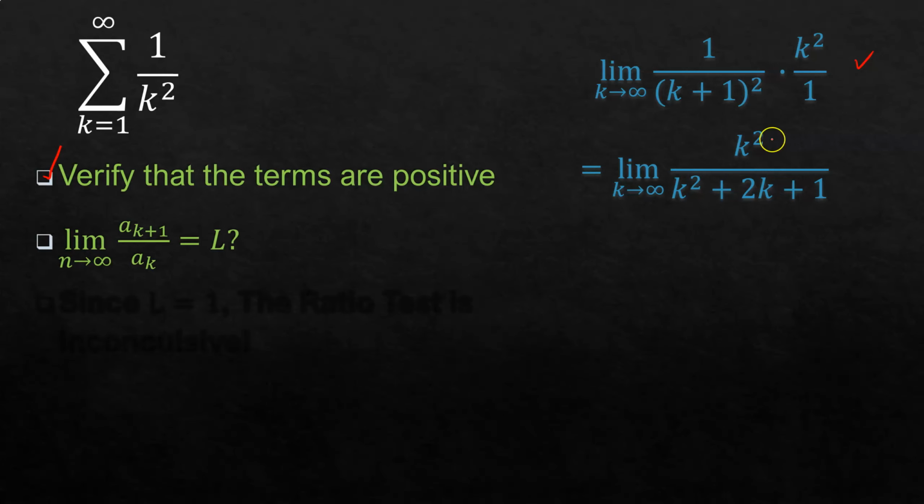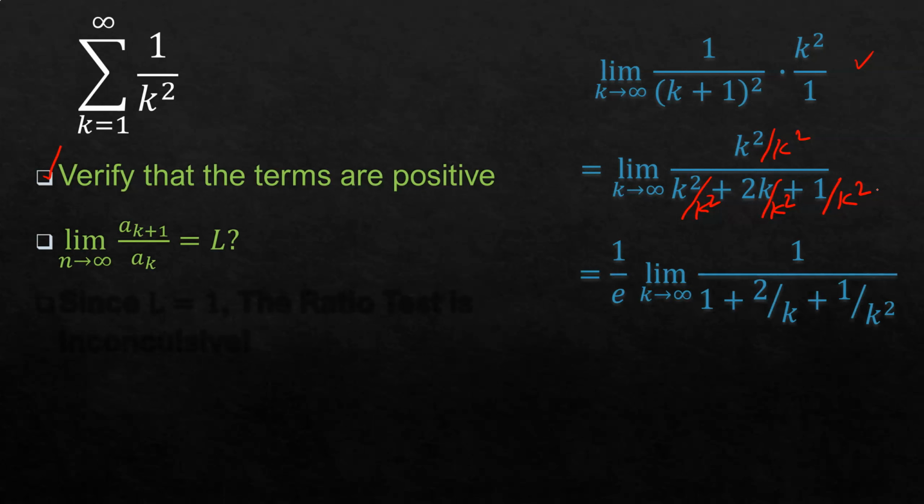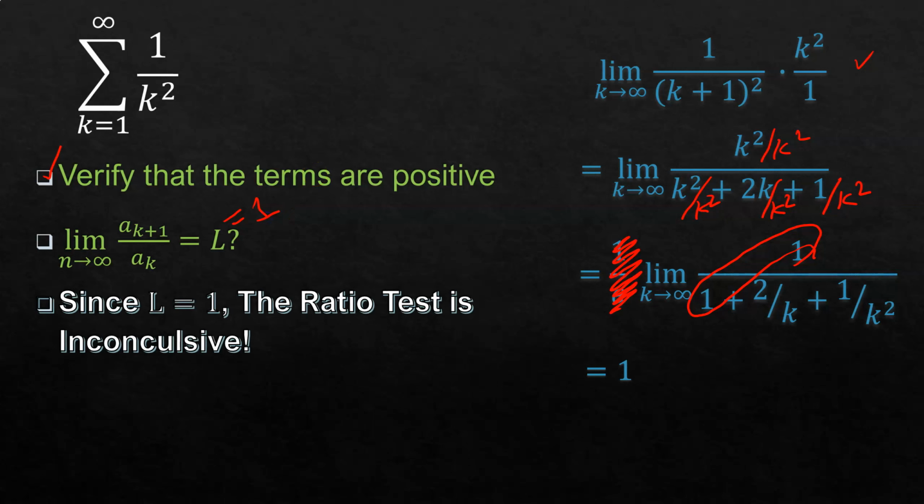And again, the trick here is what? Divide by the highest power. So then you will have that. That is not there. So then you will have 1. 1 is your answer. Okay, so 1 is your answer. What happens when L is equal to 1? We say, no, the ratio test is inconclusive. We cannot tell what this is.